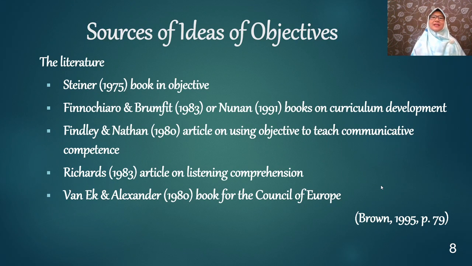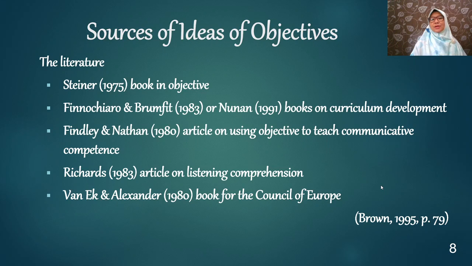The second is the literature. Brown said there are many books and articles that can be referred to here. The first is Steiner in 1975, who talks about the book as an objective. When we want to know about books on curriculum development, we can use Finocchiaro, Bromfield, and also Noonan. And when we want to know the objectives for teaching communicative competence, we can read Finlay and Nathan, and also the article on listening comprehension from Richards.